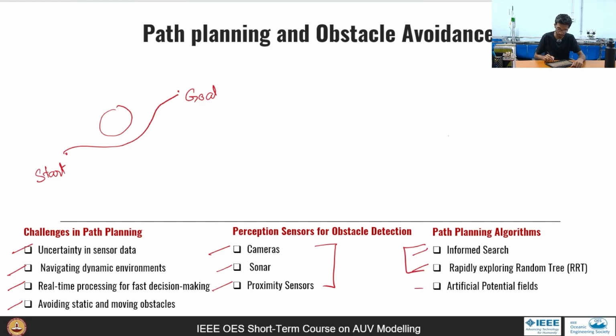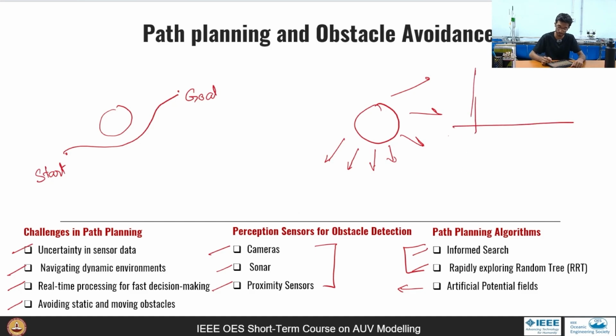As opposed to this, we also have various local planners. One of the common local planners used in a lot of robotics is the artificial potential fields algorithm, which essentially encourages the robot or AUV to stay away from the obstacle using the philosophy of fields.